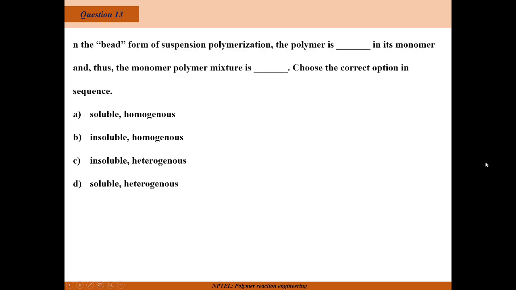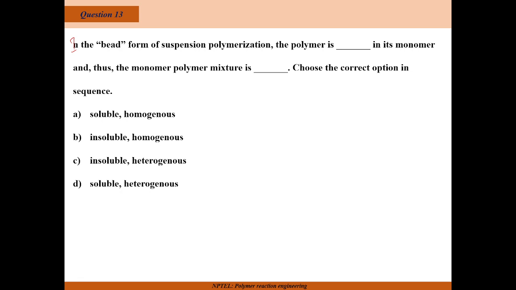So in the bait form of suspension polymerization, a polymer is dash in its monomer and thus a monomer mixture is dash. So it's soluble, homogeneous; insoluble, homogeneous; insoluble, heterogeneous; soluble, heterogeneous. I think the first part we saw, and in bait, the monomer mixture is homogeneous or heterogeneous. That is a major question. I think first, it should be soluble, and second, it should be heterogeneous.